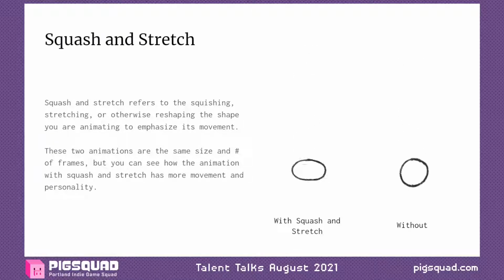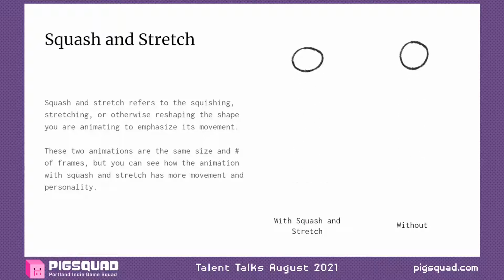So the first principle, the first basic I'm going to go over here is actually called squash and stretch. Probably the most popular, you may have heard about it. Squash and stretch refers to squishing, stretching, or otherwise reshaping the shape you are animating to emphasize its movement. These two animations on the right are the same size and number of frames, but you can see how the animation with squash and stretch has more movement and personality.